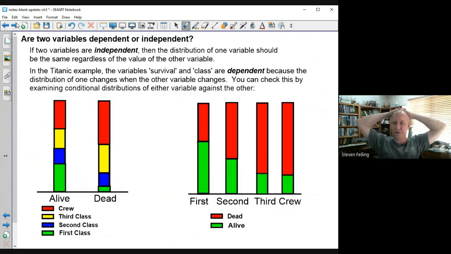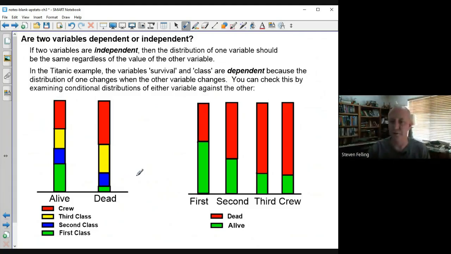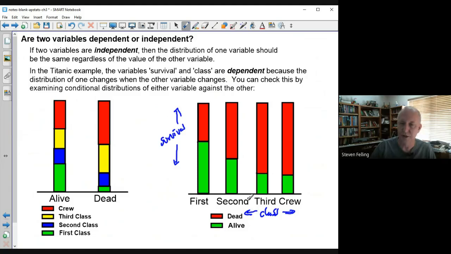So if two variables are independent, then that means the distribution of one variable should be the same or approximately the same regardless of what the value is of the other variable. So in the Titanic example, let's say we have these values of the variable. So this is the variable survival. That's this variable. And this is the variable class down here, right? Okay. So I might want to look at, well, what is the distribution of the survival variable? Does it stay constant as I go across the values of the class variable?